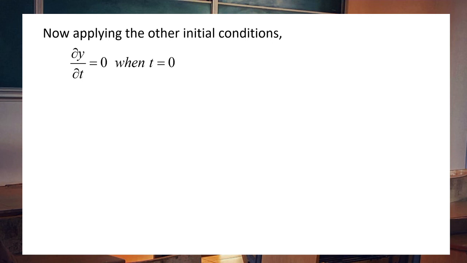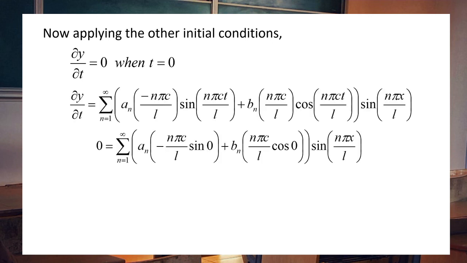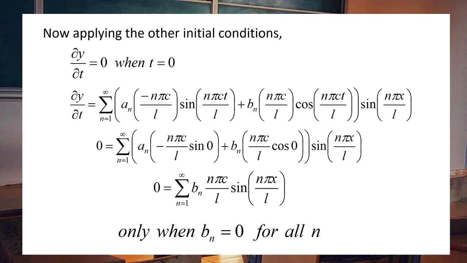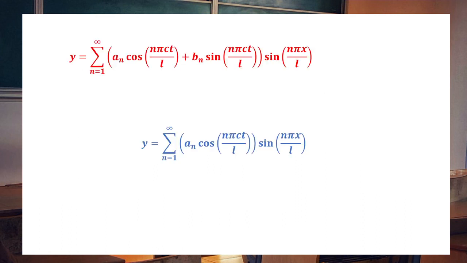Now we have dou y by dou t equal to 0 when t equal to 0. Substituting this, we get 0 equal to sigma n running from 1 to infinity [an into minus n pi c by L sin 0 plus bn n pi c by L cos 0] sin n pi x by L. That is 0 equal to sigma n from 1 to infinity bn n pi c by L sin n pi x by L, which is possible only if the right hand side is also 0, and that is possible only when bn equal to 0 for all values of n. Right, now we have the expressions for both an and bn.